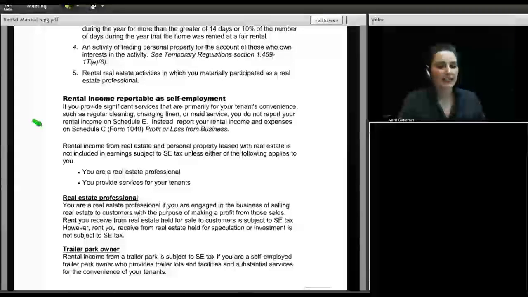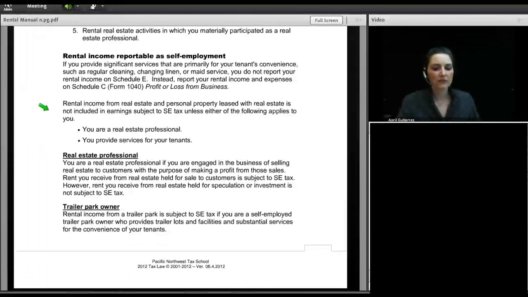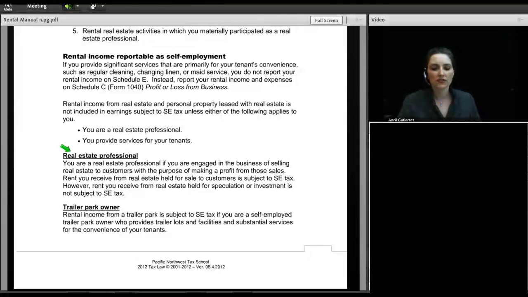If you provide significant services that are primarily for your tenant's convenience, such as regular cleaning, changing linen, or maid service, you do not report your rental income on Schedule E. Instead, you report your rental income and expenses on Schedule C, profit or loss from business. Rental income from real estate and personal property leased with real estate is not included in earnings subject to self-employment tax unless either of the following applies to you. You are a real estate professional or you provided services to your tenants.